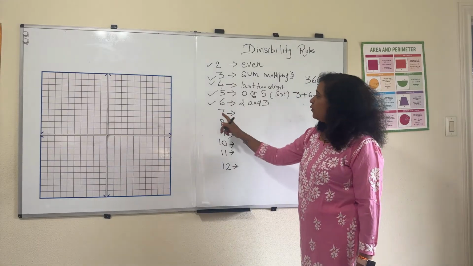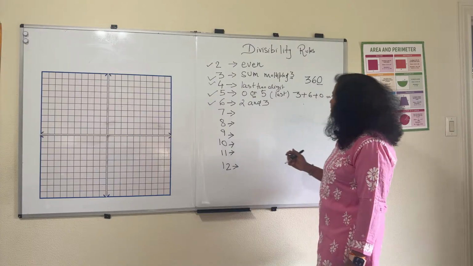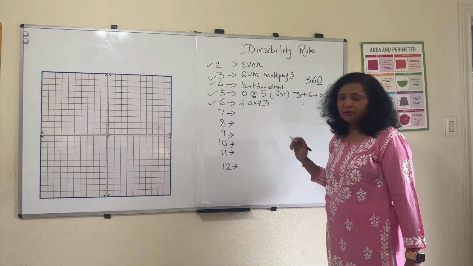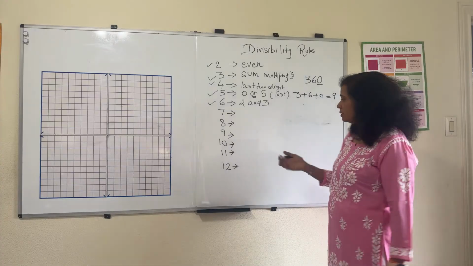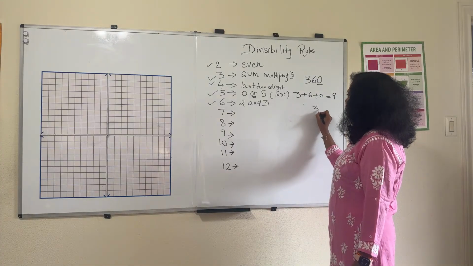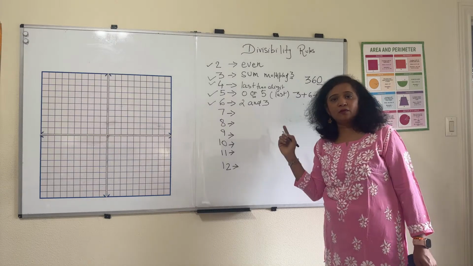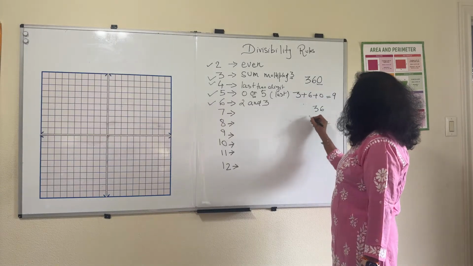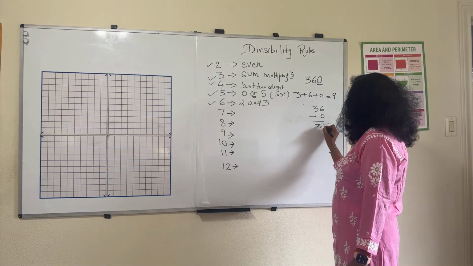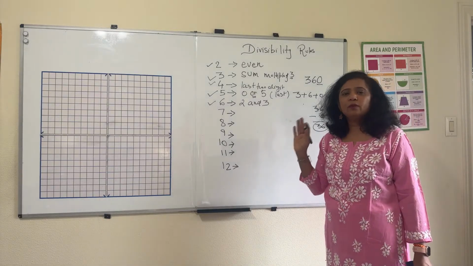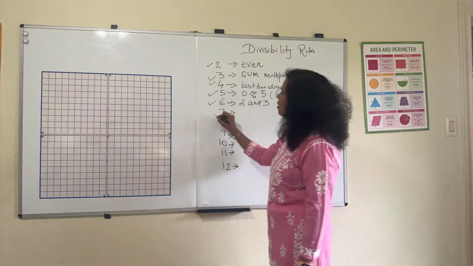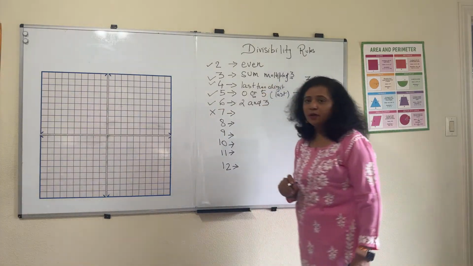Okay. For 7, the rule is you take the last digit. Here it is 0. Double the last digit. 0 plus 0 is 0. And subtract it from the rest of the digits left. So 36 minus 0 is 36. Is 36 a multiple of 7 or 0? No. So this number is not divisible by 7.